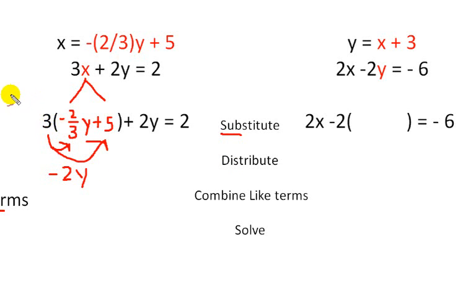Okay, I would just go ahead and write this out so you can see. If you have 3 over 1 and you're multiplying it times -2 over 3, you would just multiply straight across. So 3 times -2 would give you -6. 1 times 3 will give you 3. Okay, so -6 divided by 3 will give you -2y. Alright, so then distributing 3 times 5 will give you positive 15. Okay, the rest of this equation here will just come down. I have plus 2y equals 2.